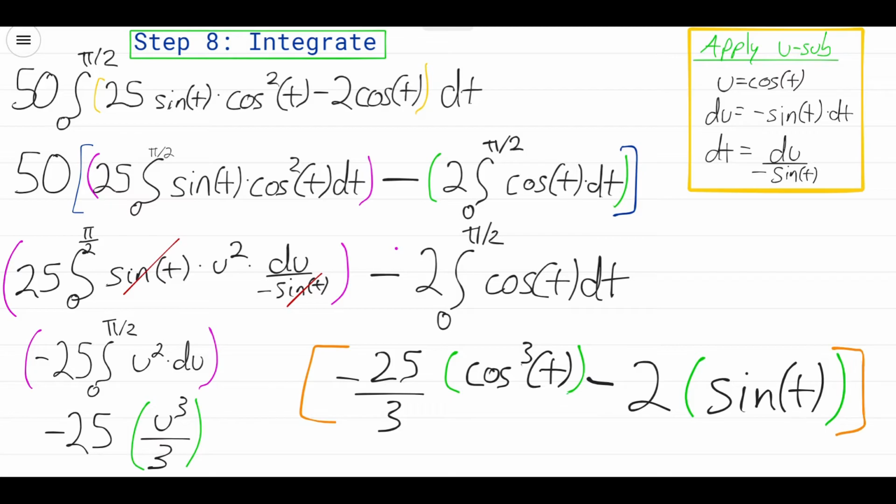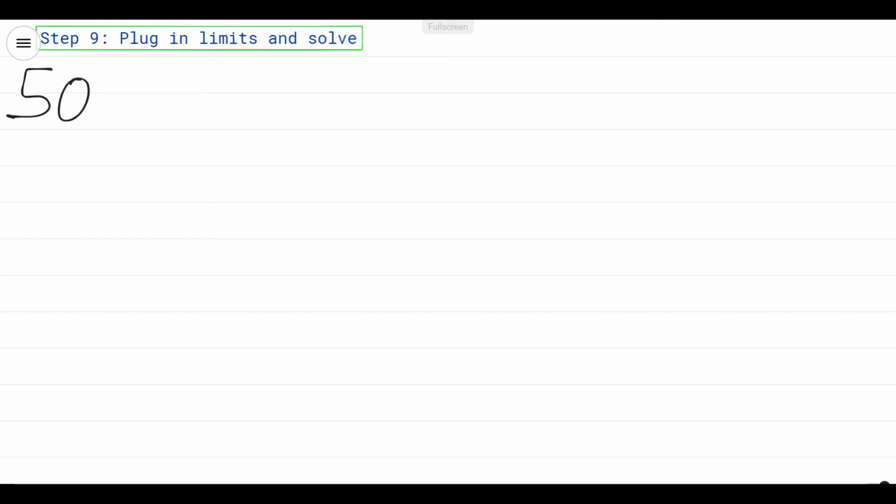So that's our line integral. So now all we have to do is just plug in the points. For step 9, now that we have the integral, we're going to plug in the limits and solve. Recall that we have a factor of 50, and then we have negative 25 over 3 cosine cubed t minus 2 sine of t, bounded between pi over 2 and 0.